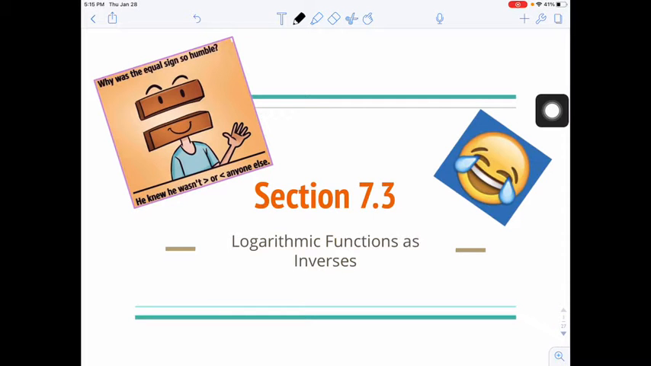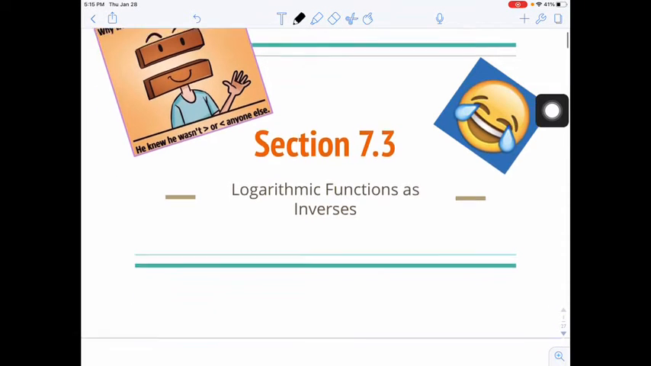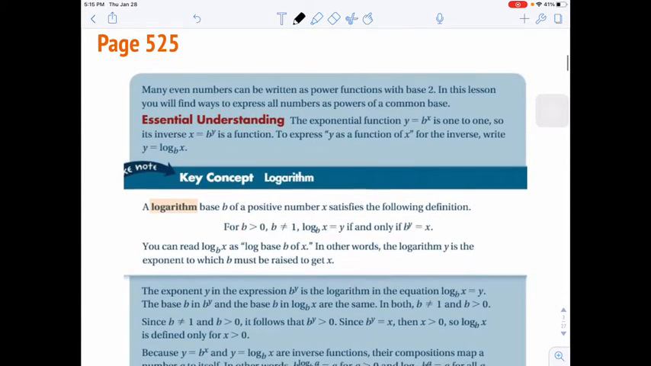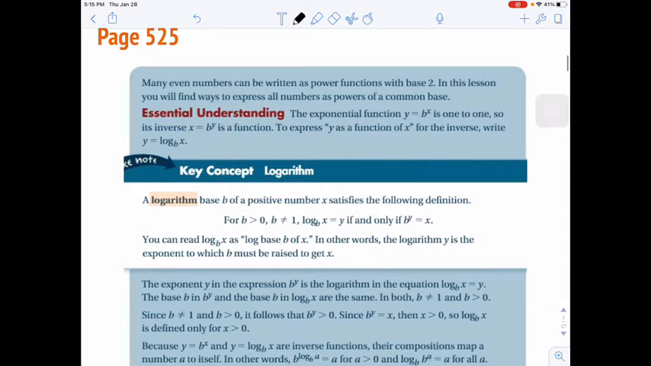Section 7.3 is logarithmic functions as inverses. Our goal is to graph logarithmic functions showing intercepts and end behavior. On page 525, we have many even numbers can be written as power functions with base 2. In this lesson, you will find ways to express all numbers as powers of a common base.